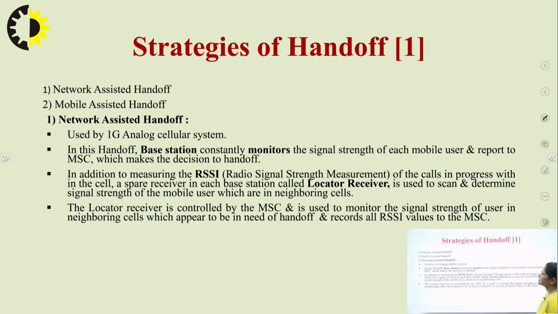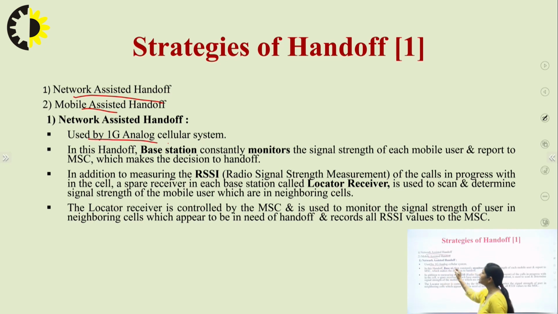Now, we will discuss the strategies of handoff. What are the different strategies? The handoff can be network assisted or it can be mobile assisted. Network assisted means in the network we have the base station and the mobile switching center, all these things. Mobile assisted means we have a mobile set in our hand, and if the handover occurs due to that mobile, then it is called mobile assisted handoff. We will clear up these things.